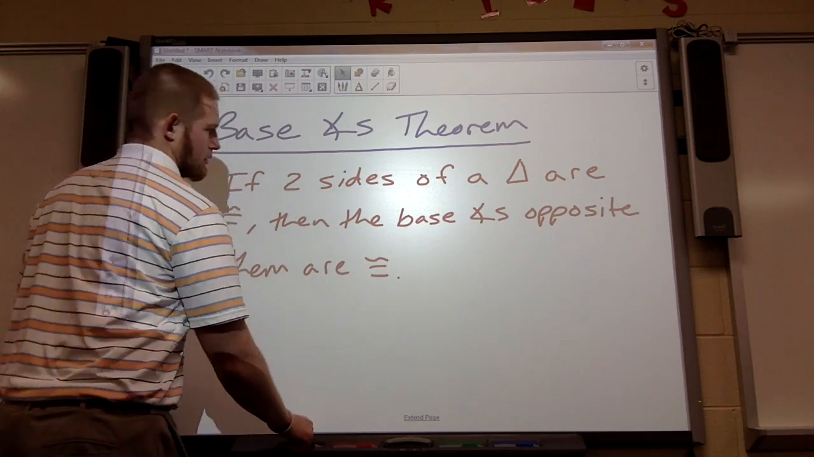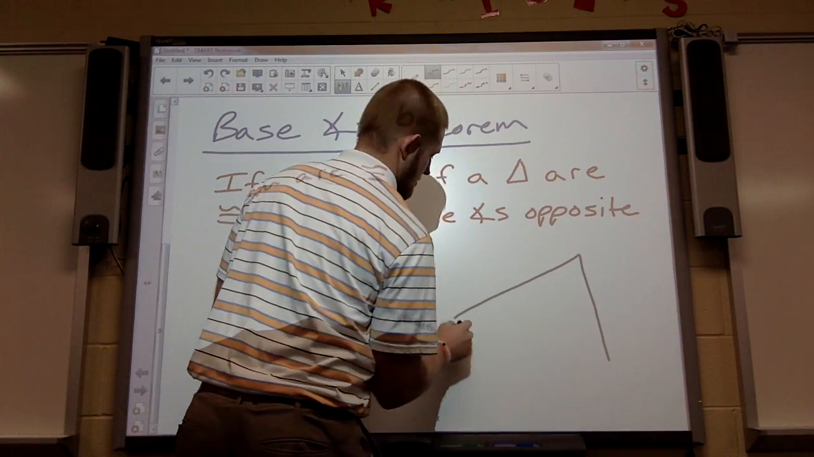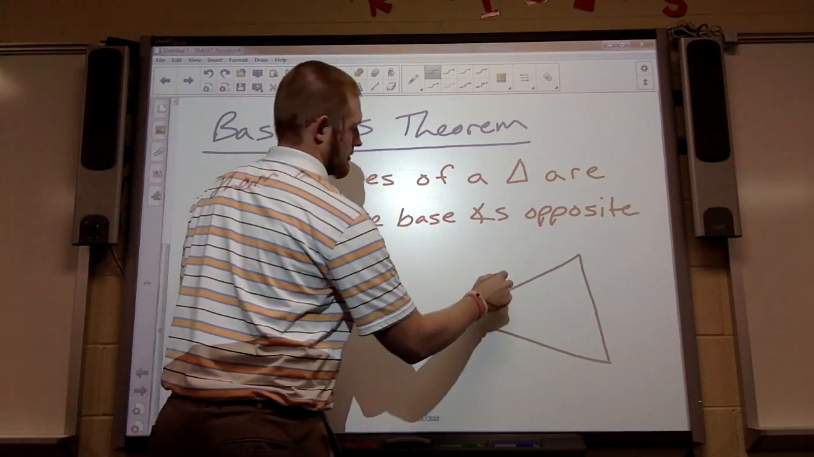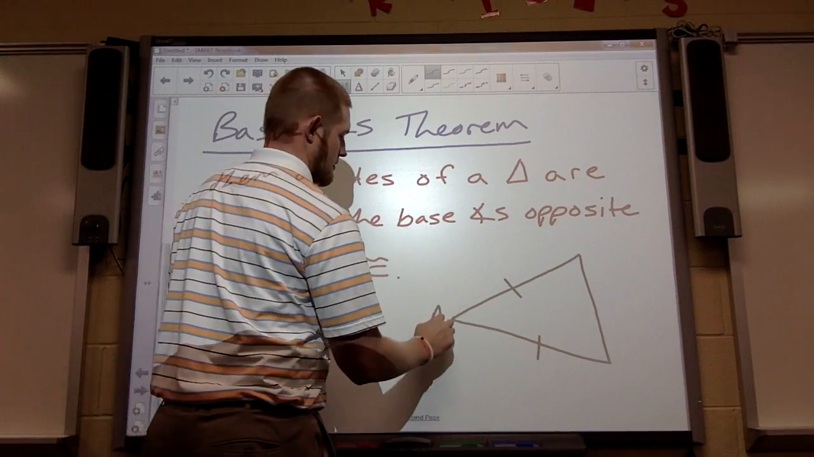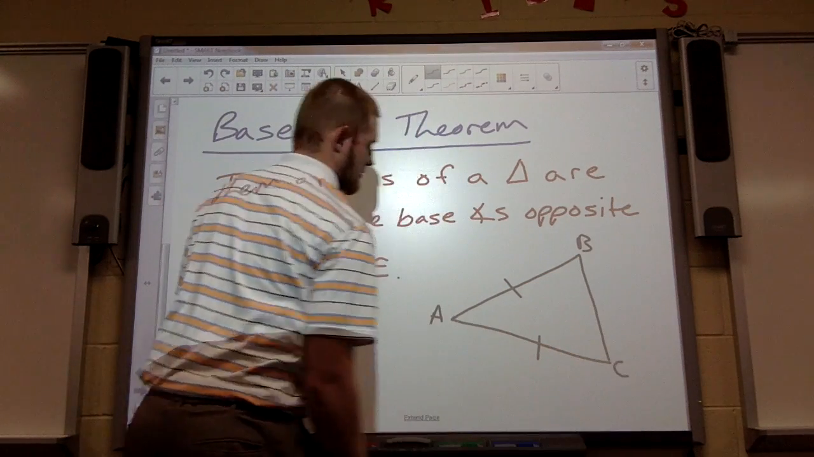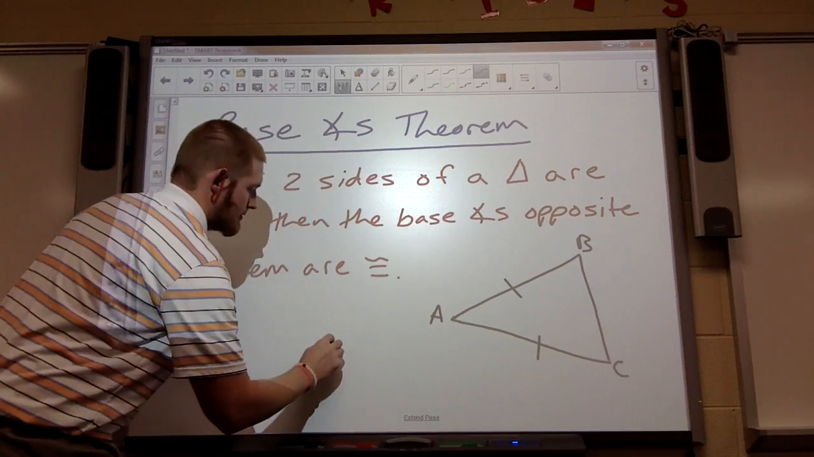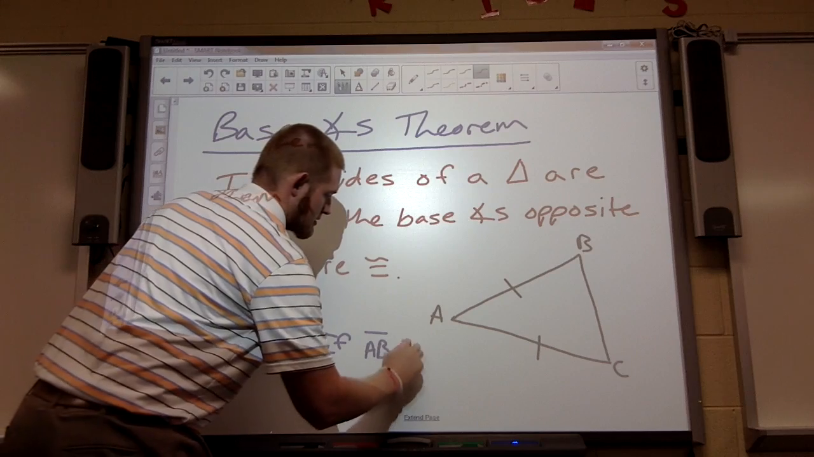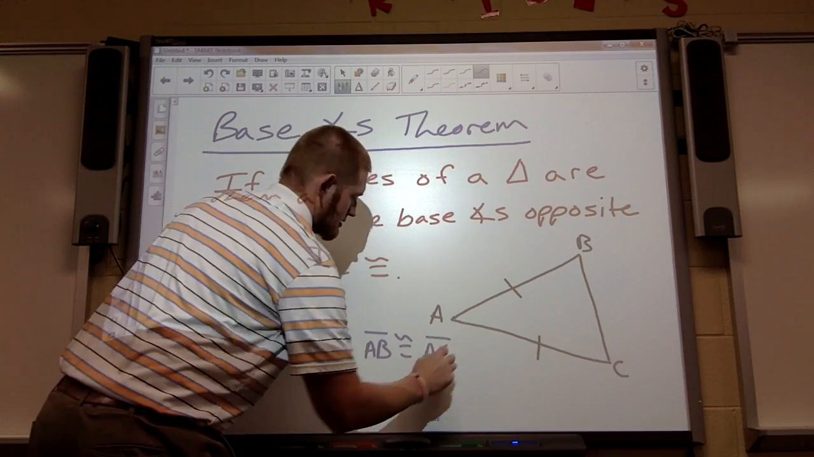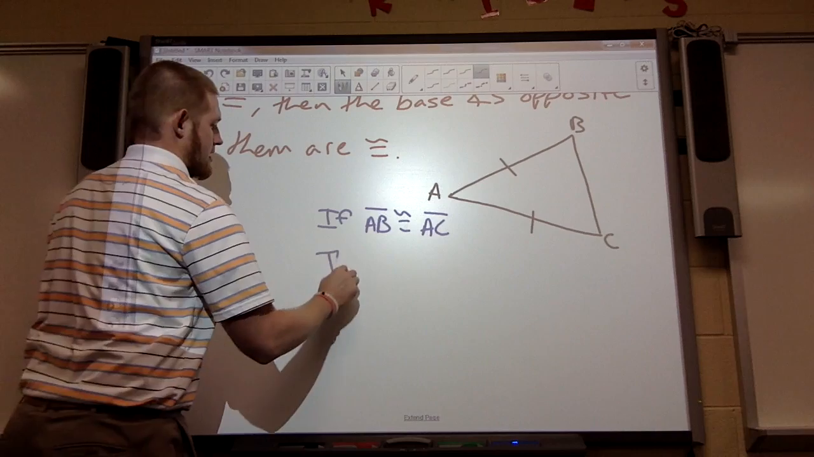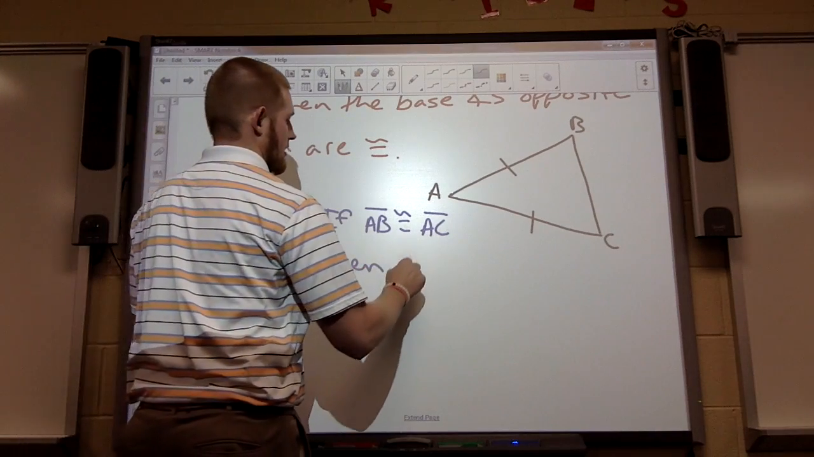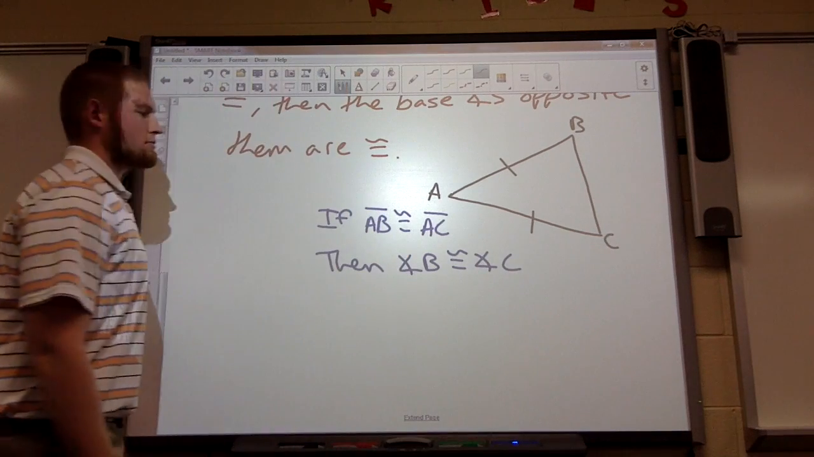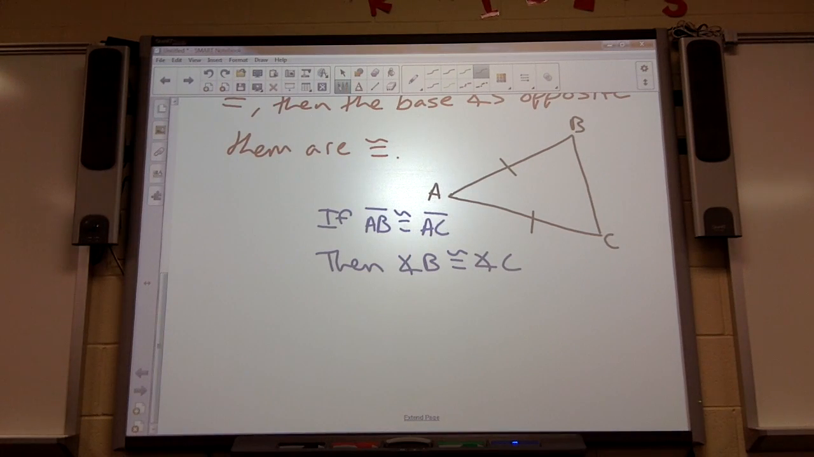A diagram to go along with that. It tells me the sides of the triangle are congruent. So it tells me that those are congruent. Okay. So we can say if AB is congruent to AC, then angle B must be congruent to angle C, is what that theorem is telling us.